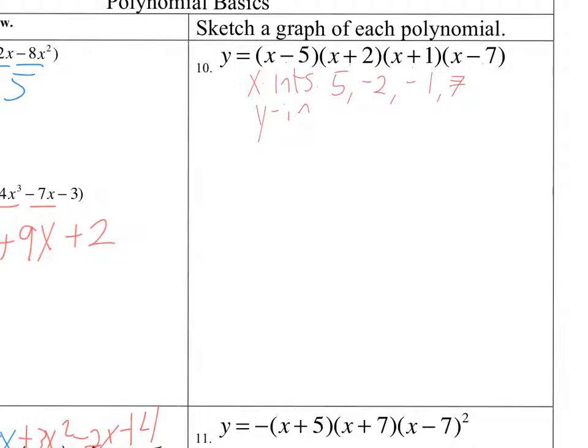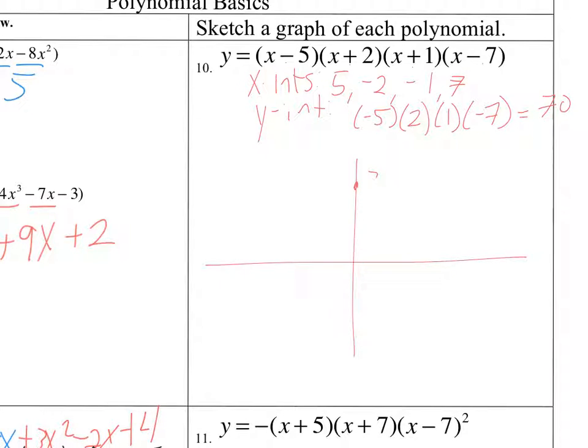Y-intercept is what happens if I plug 0 in for each of these. If I do that, I get 0 minus 5, 0 plus 2, 0 plus 1, and 0 minus 7. And that's going to come out to be +70. Okay, so my y-intercept is at 70.